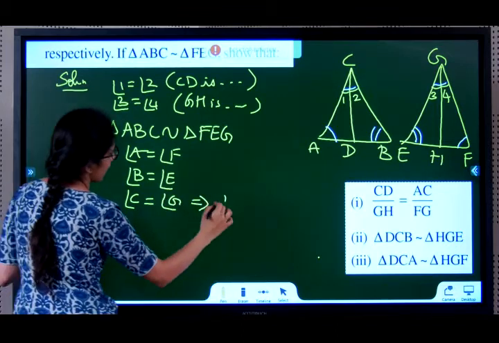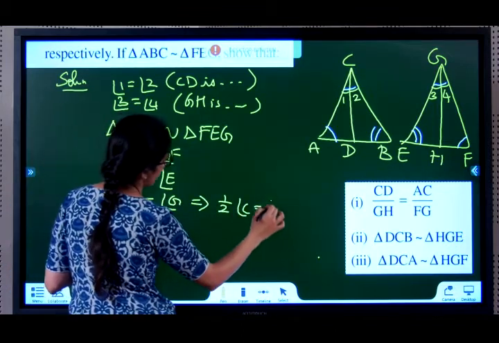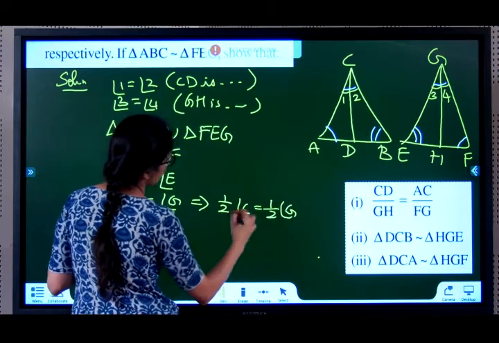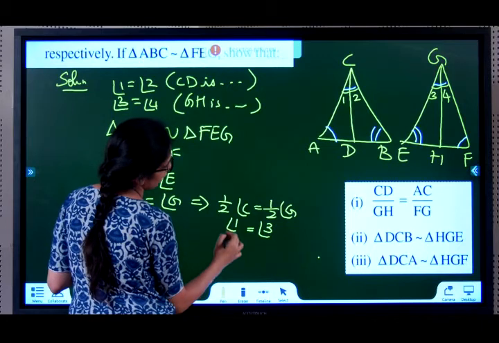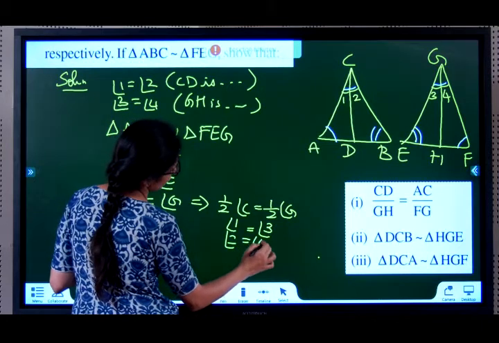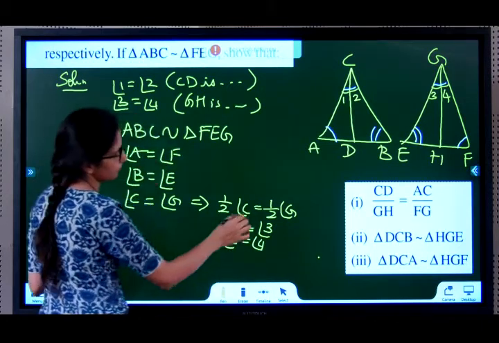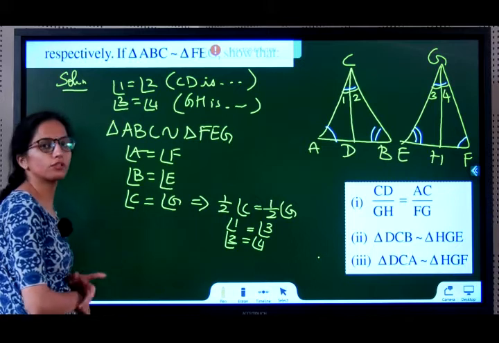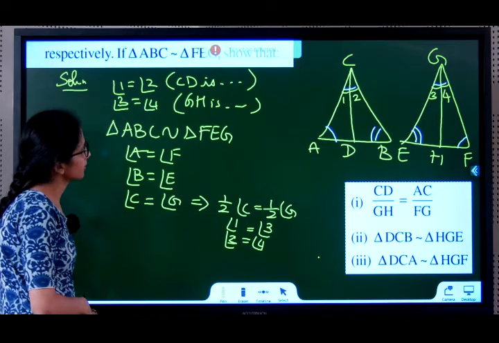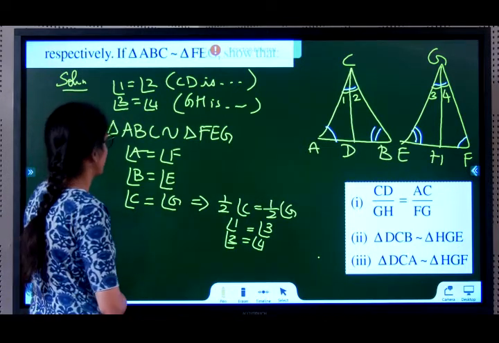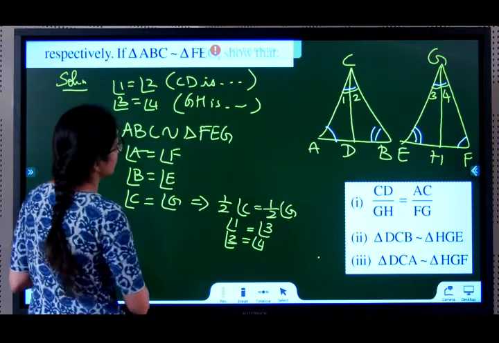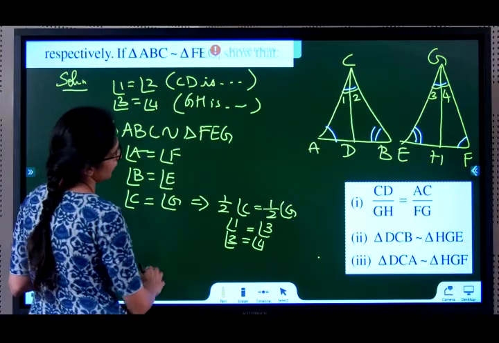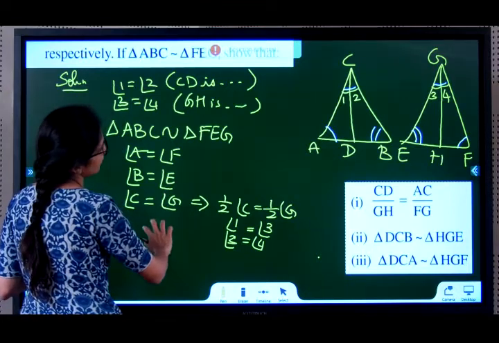This implies half of angle C is equal to half of angle G. What is half of angle C? Angle 1. Angle 1 equals angle 3 or angle 2 equals angle 4, or in other words all these are equal. 1 is equal to 2 equal to 3 equal to 4. Agreed? Yes. Okay. So we have all these criteria. Now let us solve the given question according to what is asked.